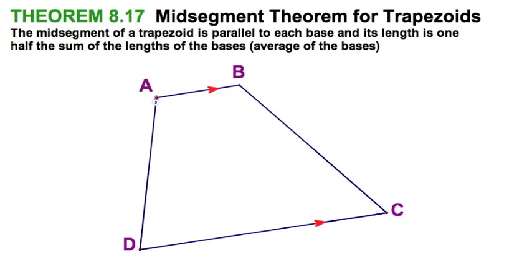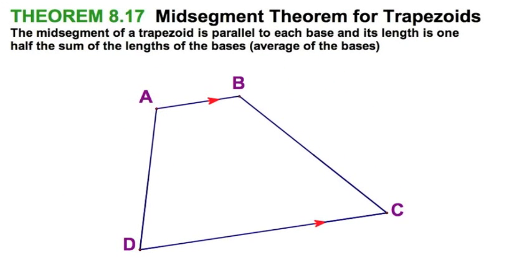We're going to take an arbitrary trapezoid here, and we'll take the midpoints of the two legs and connect them right there. And that gives us something called the midsegment. So MN is the midsegment. And this theorem says, well, it's the average of the bases and it's parallel.